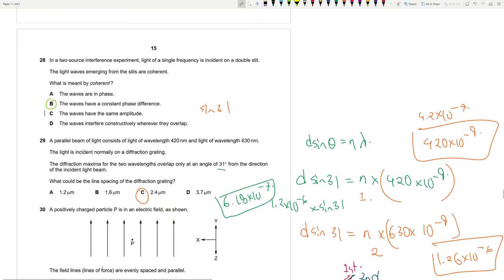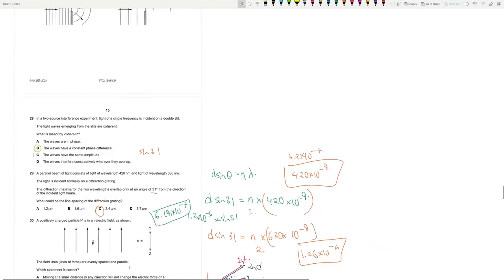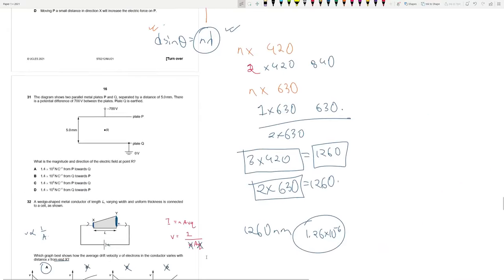29. A parallel beam of light consists of light of wavelength 420 and light of wavelength 630. The light is incident normally on a diffraction grating. The diffraction maxima for the two wavelengths overlap only at an angle of 31 degrees from the direction of the incident light beam. What could be the line spacing of the diffraction grating? Interesting question actually. Let's see if we understand, okay?